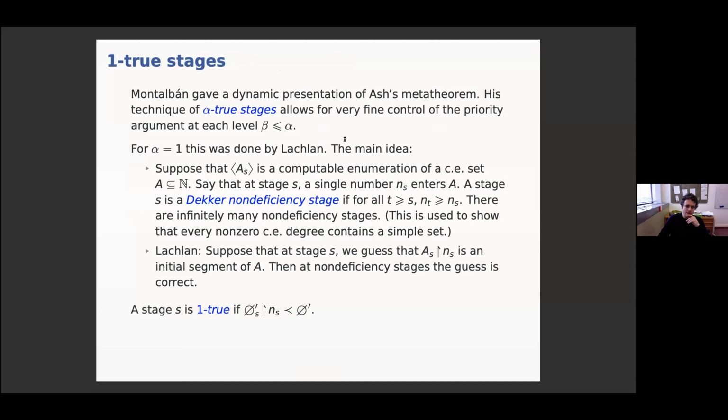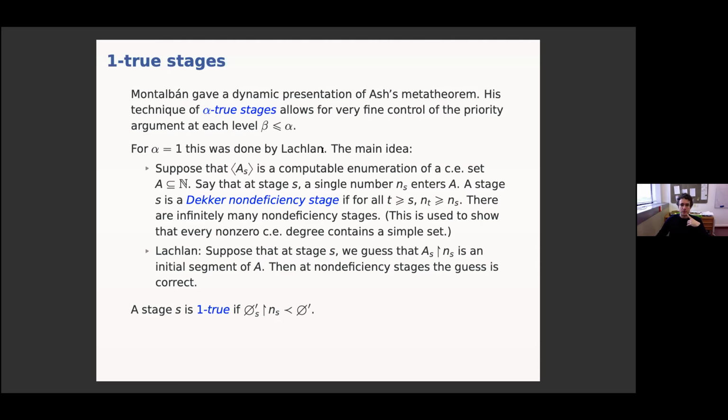And true stages is one of those techniques. It is, in some sense, a dynamic presentation of Ash's eta systems, except that in some sense, it's a bit more versatile even than Ash's. And this was introduced by Antonio Montalbán, building on an idea of Lachlan. So what was Lachlan's idea?